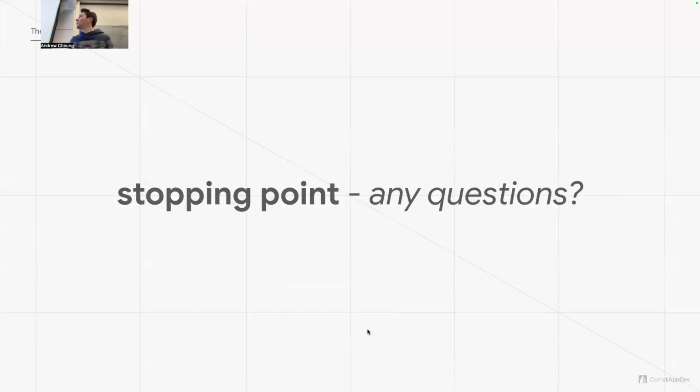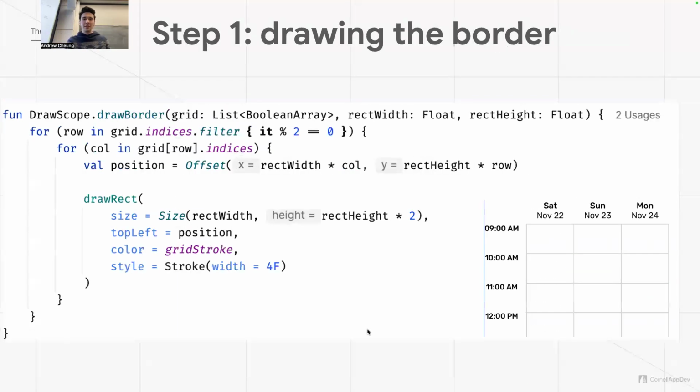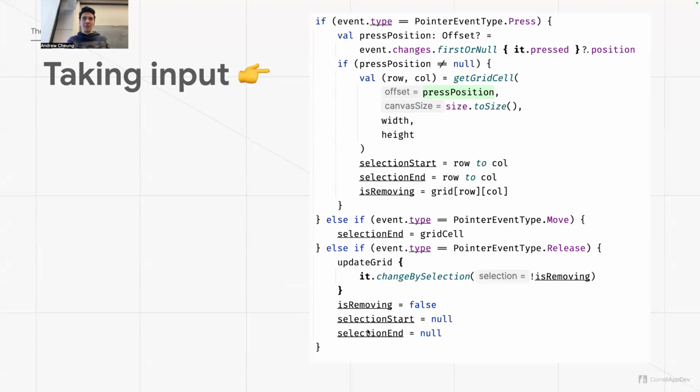Yeah, so any questions about any of that? I know I went through that kind of fast. Yeah. One of the very first slides, before the other stop question, had something like row to column. Oh, yes. So that's creating a pair. So selection start and selection end, they're both the type Pair of Int, comma Int. And "to" is just an infix operator in Kotlin that creates a pair based on the left and right hand side of the operator. Yeah, good question. Any other questions?